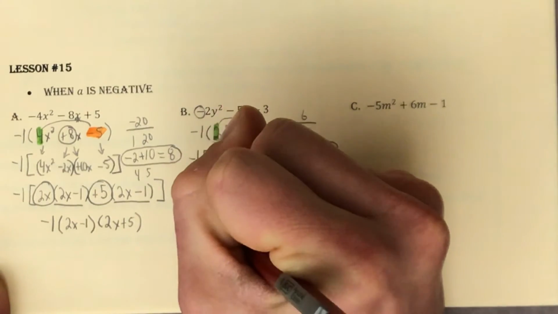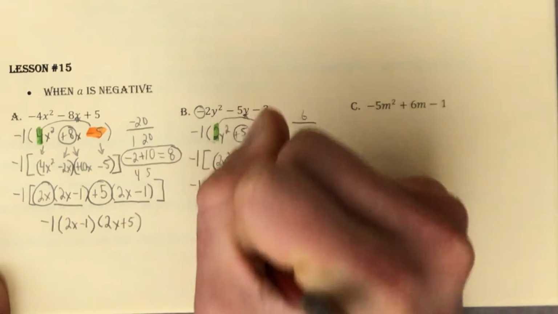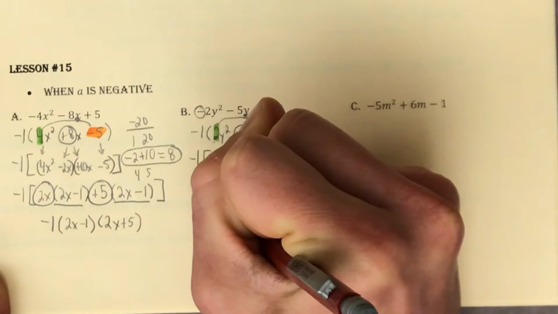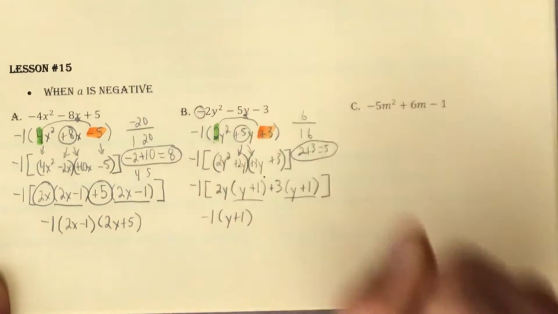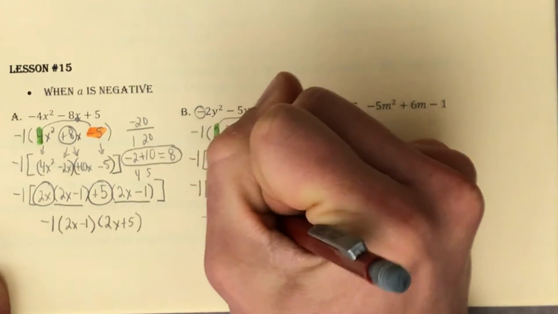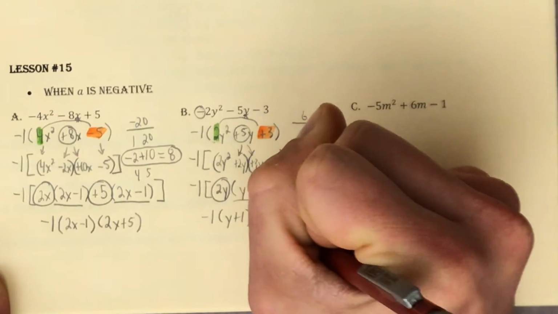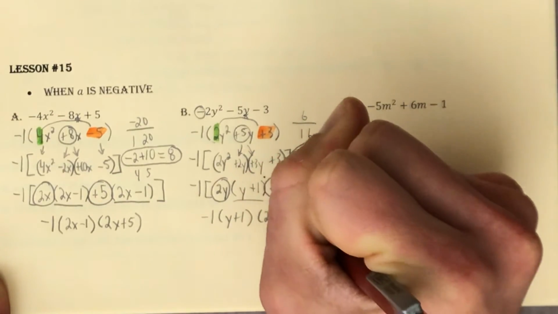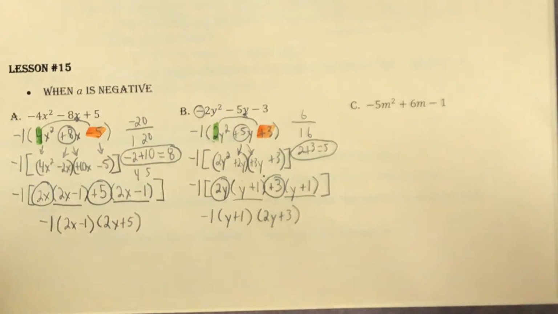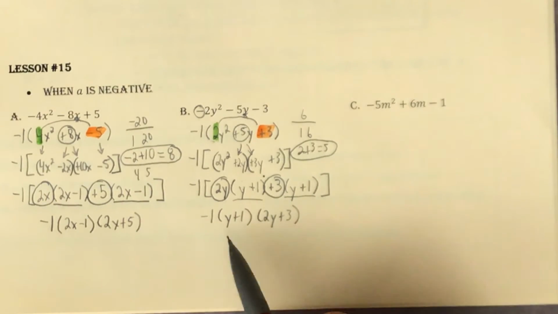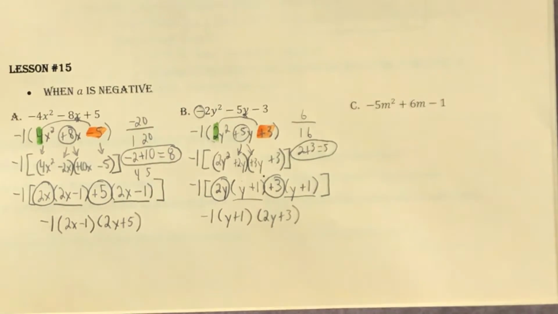So now bring down my greatest common factor of -1. First parenthesis is y plus 1. Second parenthesis is what's left over, which is 2y plus 3. Now again, it really doesn't matter which parenthesis is first or second, but the -1 does need to be out in front of all of that. All right, well, I'd encourage you to try example C on your own and then check your answer with mine.